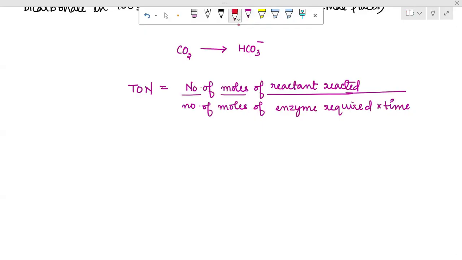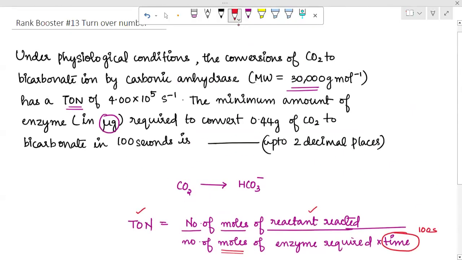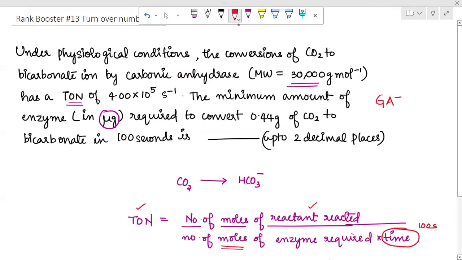So here the reactant mass is given. Number of moles of the enzyme is something that we don't know. We have to find it, and we have to substitute the value of time, which is given as 100 seconds. Turnover number is also given. Let's try it out. First of all, the question is to find the mass of enzyme in micrograms. This question was actually asked in GATE.